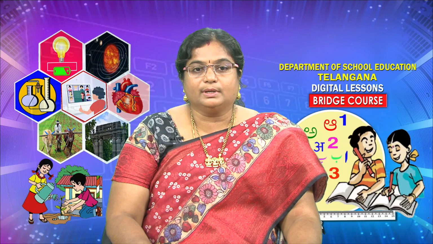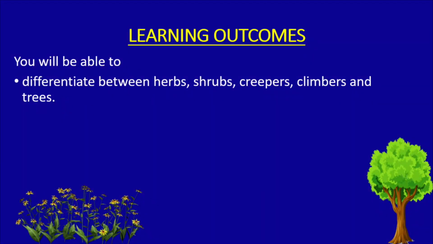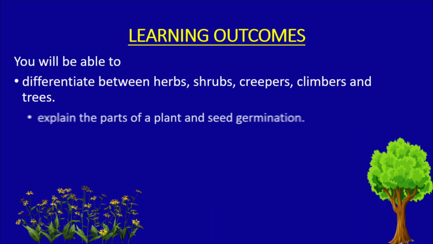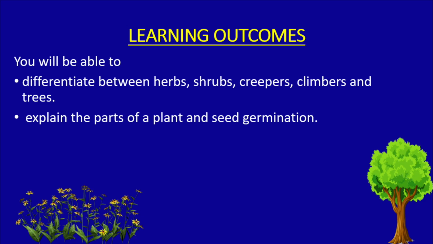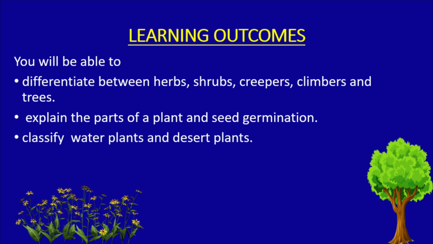Before going into the topic, let's see the learning outcomes that we are going to achieve by the end of the lesson. You will be able to differentiate between herbs, shrubs, creepers, climbers and trees. Explain the parts of a plant and seed germination. Classify water plants and desert plants. Know the uses of plants.